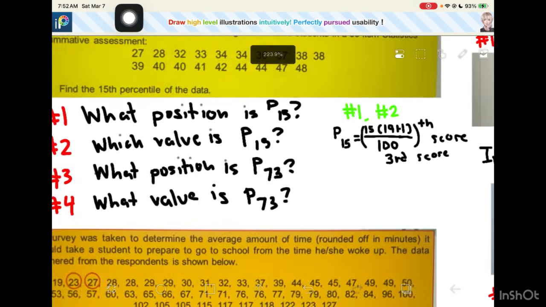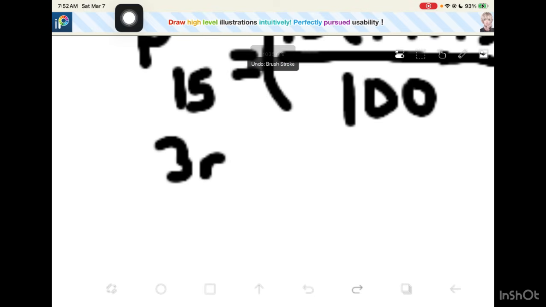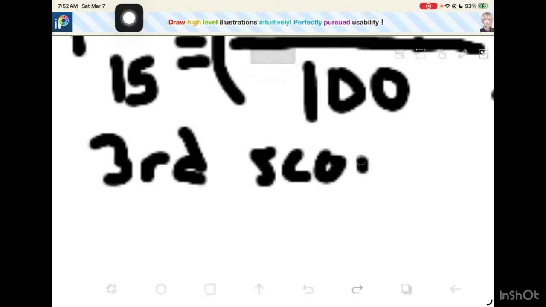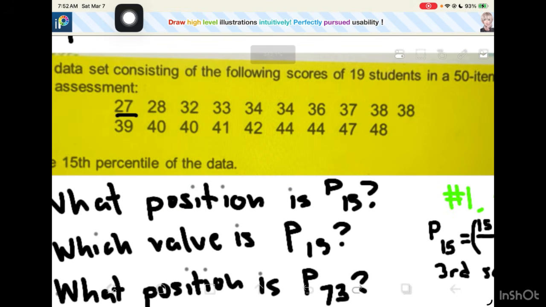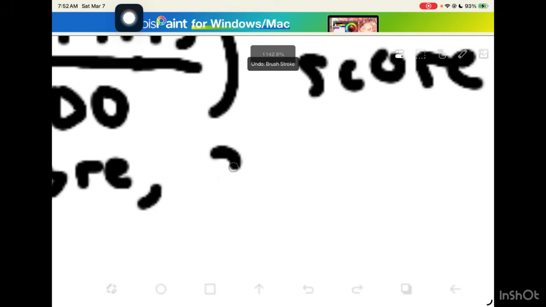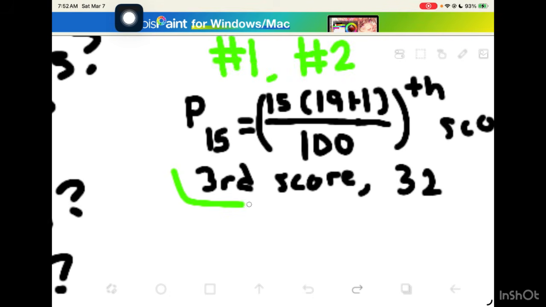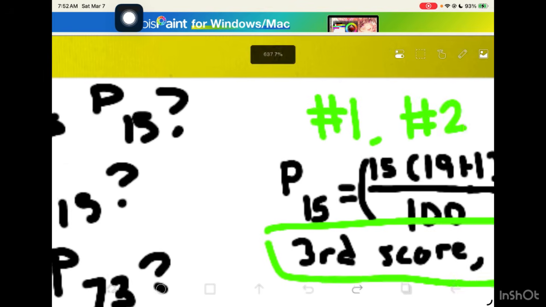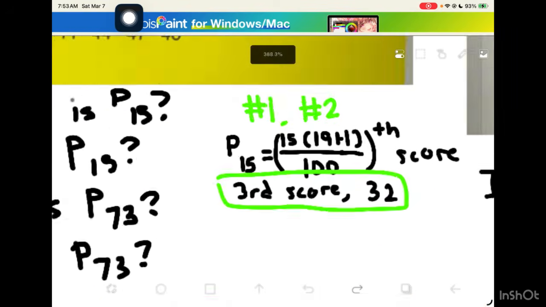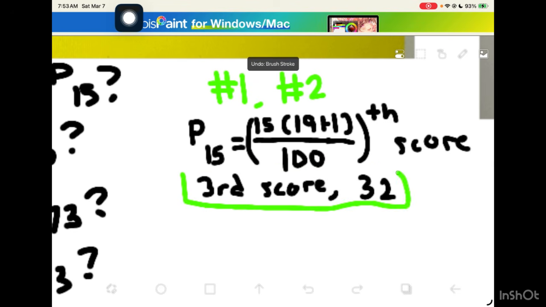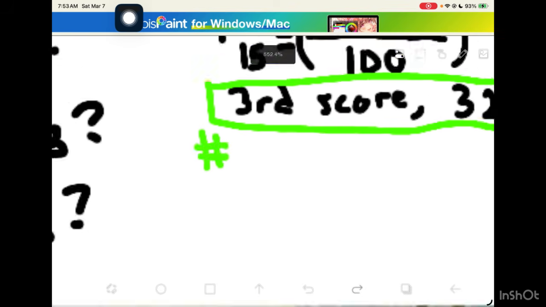And then the third score is... Oh, wait, let's adjust it. The third score is... 1, 2, 3. So it's 32. So this is the answer for number 1 and 2. Okay, so that's a case where it's an integer. But what if it's not an integer? So let's try something a bit more strange.